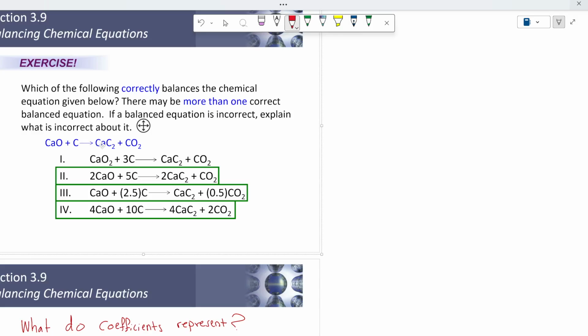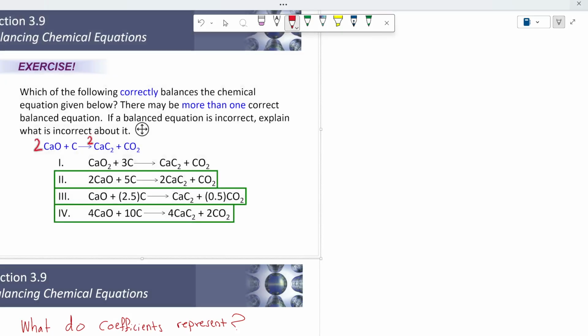Here we have one calcium, here we have one calcium, so it's okay. Here we have one oxygen, here we have two oxygens, so I need to multiply this by 2. When we multiply CaO by 2, we get two calciums, which means we should modify the coefficient of CaC2 to be 2. The last atom is carbon. Here we have one carbon, while in the product side we have 2 times 2, 4 from CaC2, and 1 from carbon dioxide, so the total is 5. So I need to multiply this by 5. The coefficient of carbon should be 5.